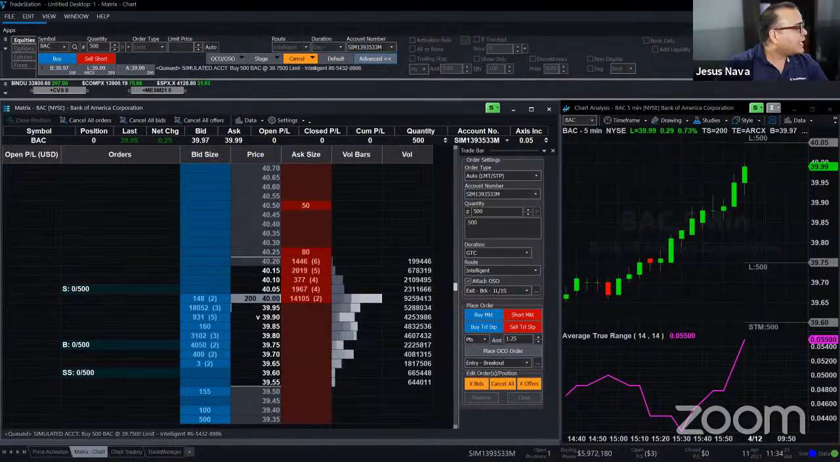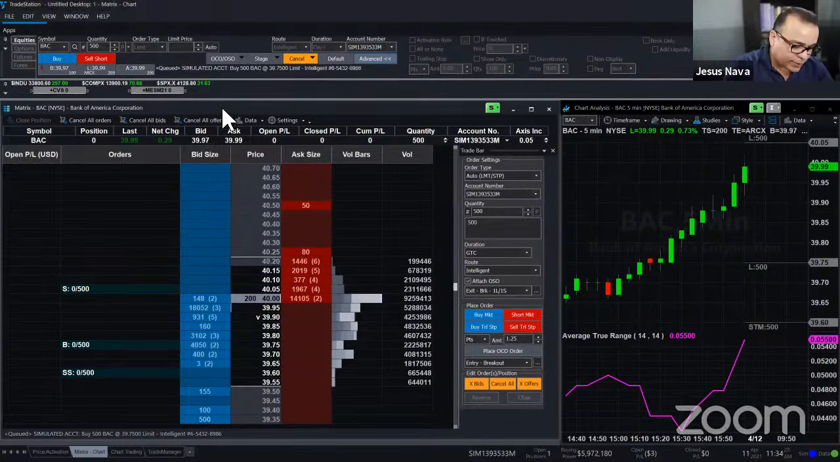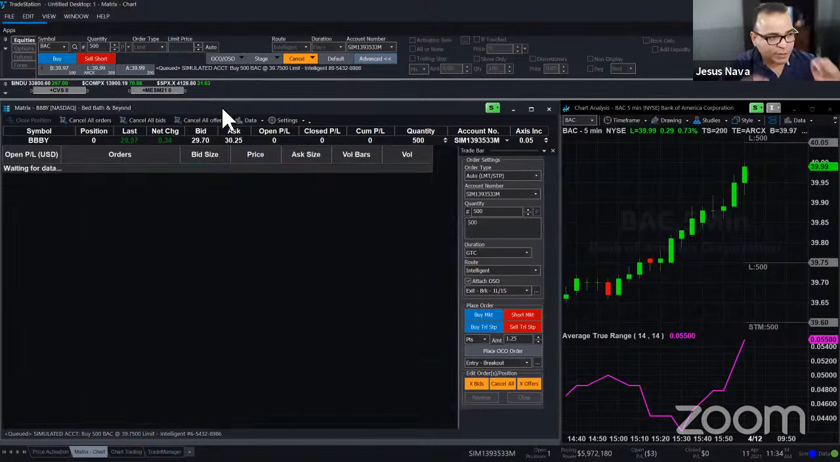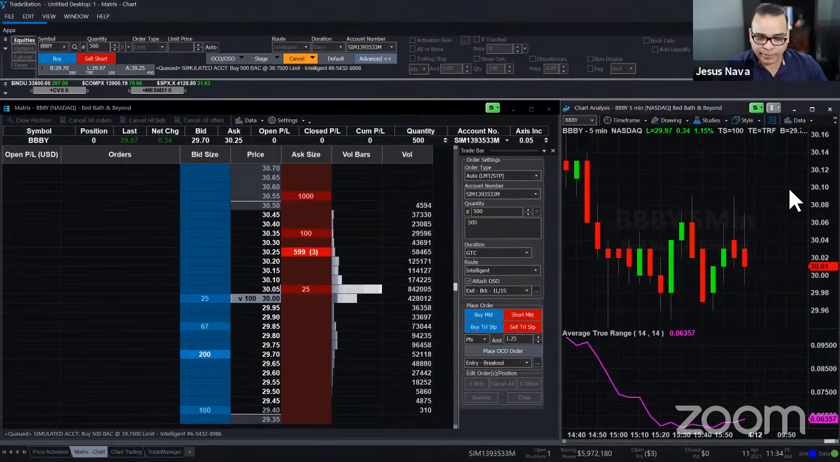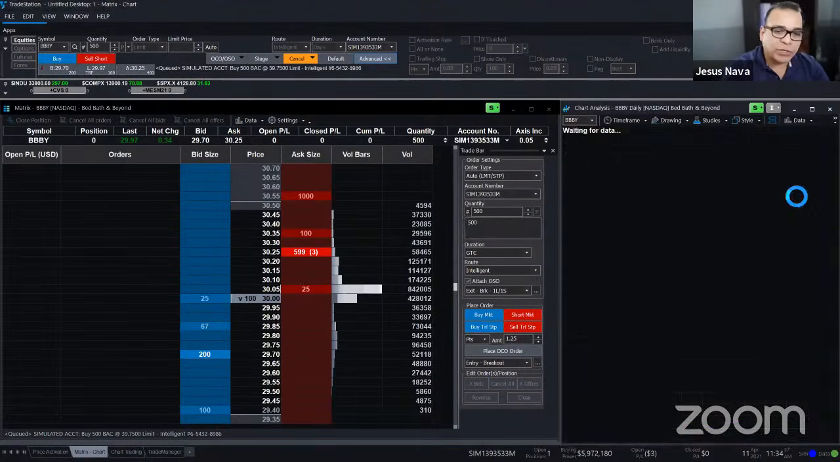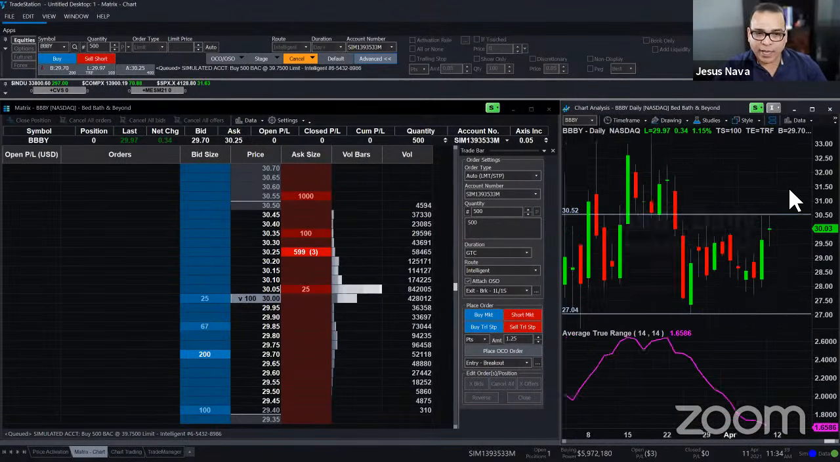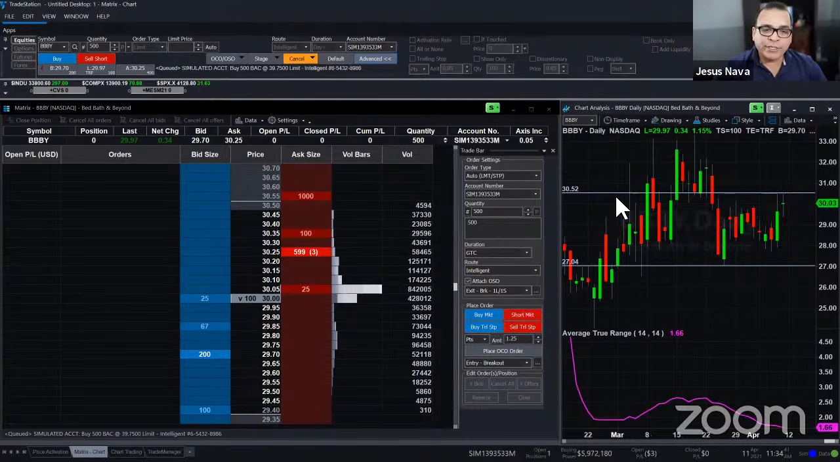Let's take a look at an entry bracket trade. So let me go over here and change my symbol to Bed Bath & Beyond. The symbol is BBBY. Bed Bath & Beyond is right here. Let me turn this into a daily chart. Okay. I've gone ahead and put in some horizontal lines right here on my chart.